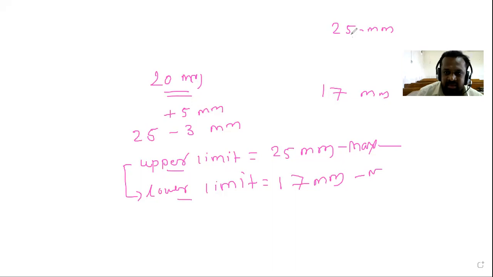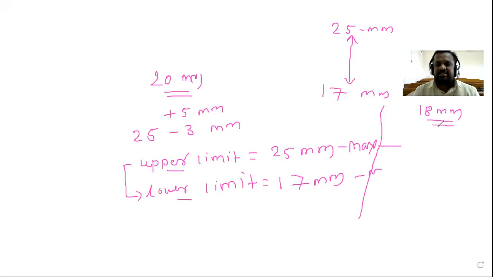Now tell me, when you have manufactured any shaft in between these sizes, in between those two extreme permissible sizes, again it is acceptable. Understood? If you have manufactured the shaft of 18 mm, is it acceptable? Yes, it is acceptable. Yes, sir. Why is it acceptable?